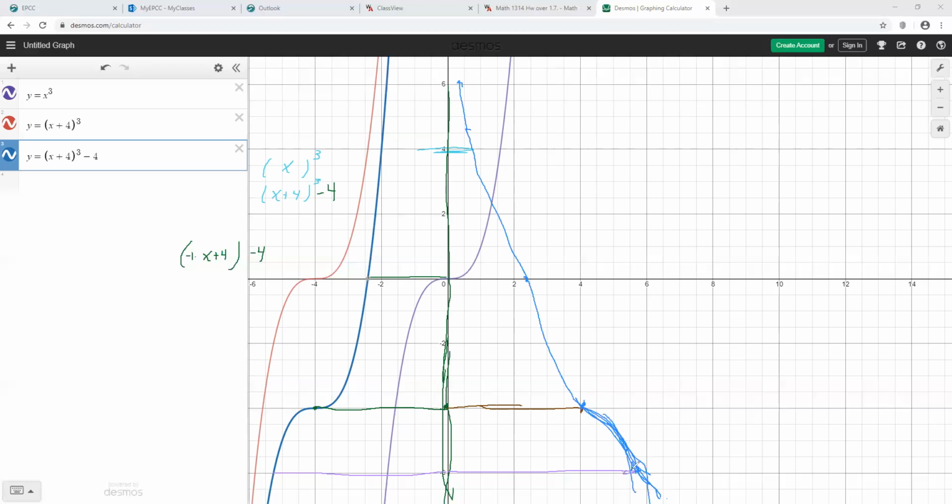Anyway, let's find out. This says reflect the graph over the y-axis. Move it. Okay, I'm sorry. Let's go over here then and check.